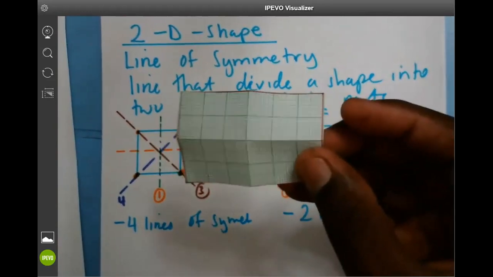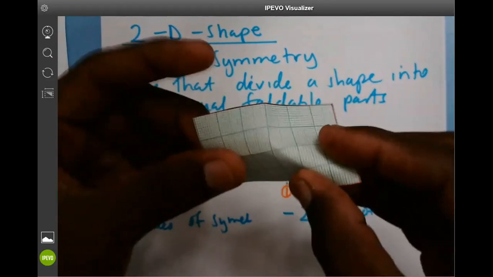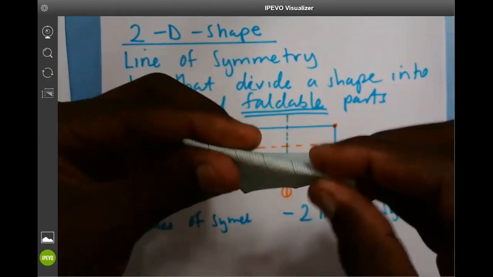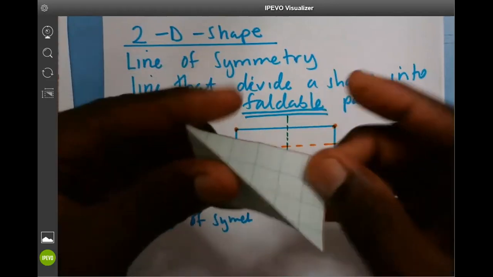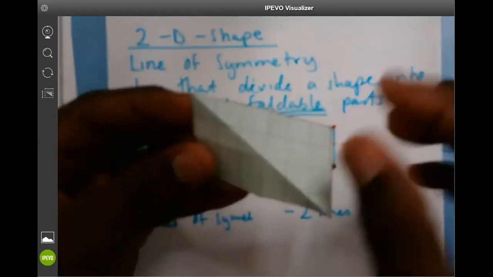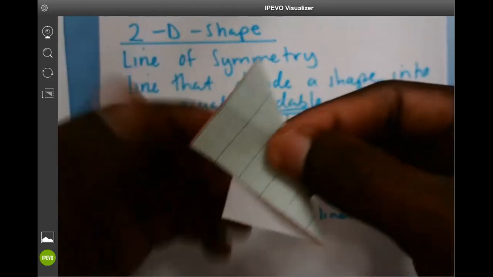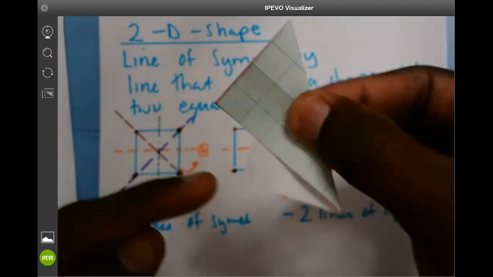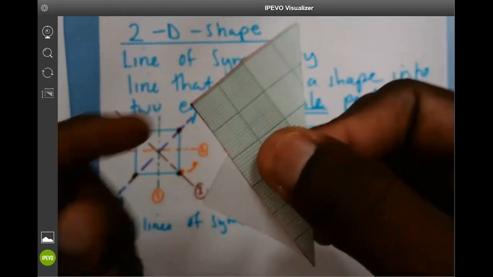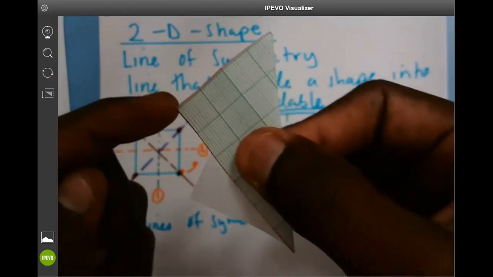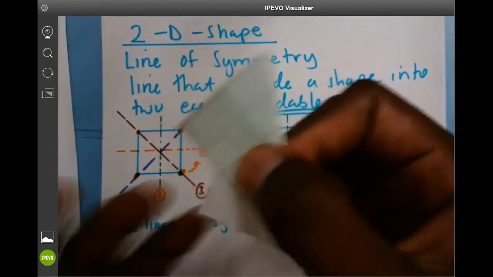Now, if we try to fold diagonally, from this diagonal to that diagonal, this is not a line of symmetry because, watch, if I fold it and I turn to look, they are not joined. See, from the diagonal, this rectangle is not joined. This corner is away, this corner is away. So this becomes not foldable.